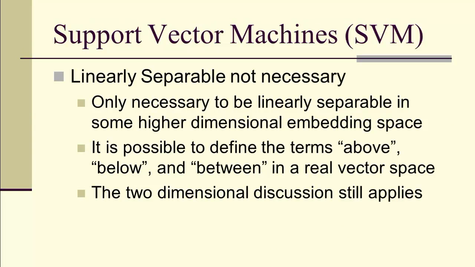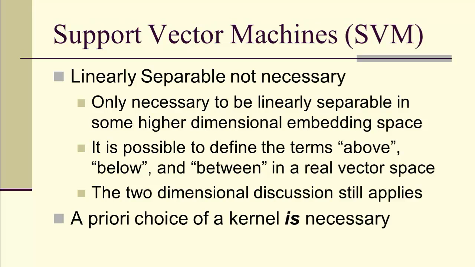Now, linear separability is necessary unless we go into a higher dimensional embedding space, in which case we may have a problem that's linearly separable in an extremely large dimensional space. In that space, we can define terms like above and below and between and convexity, and we can talk about dividing two convex sets using a hyperplane. So everything we've talked about in 2 dimensions still applies in this extremely high dimensional context. But remember that the choice of a kernel is extremely important.